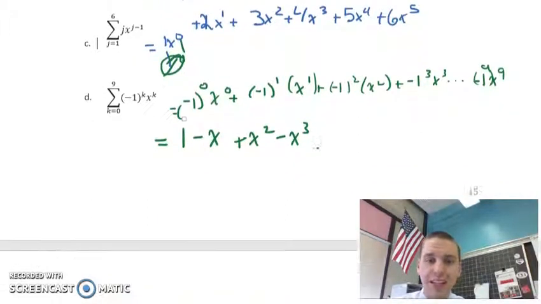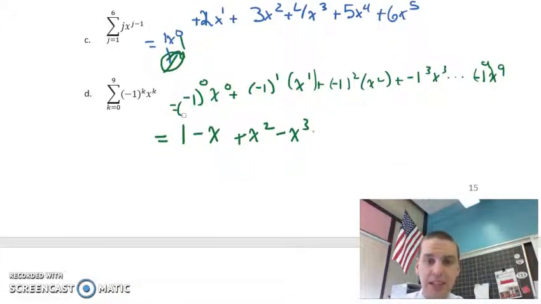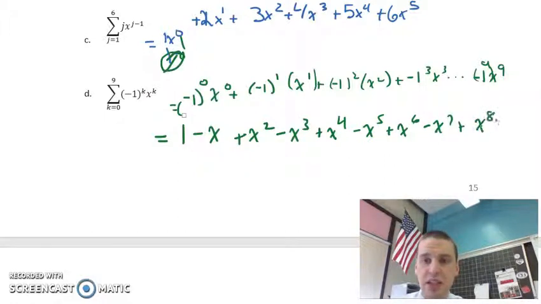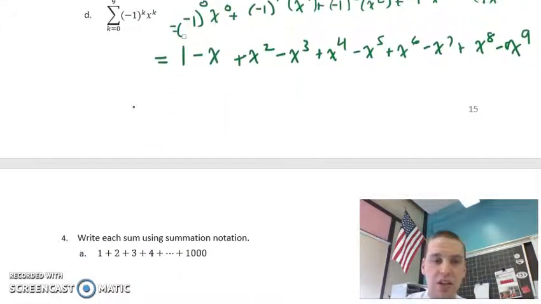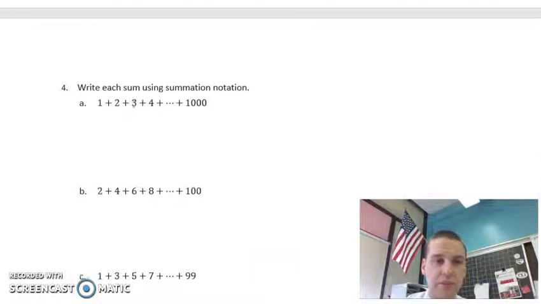So what we're going to get here is 1 minus x plus x squared minus x cubed plus x to the 4th minus x to the 5th plus x to the 6th minus x to the 7th plus x to the 8th minus x to the 9th. So just realize that that negative 1 just alternates between negative 1 and positive 1. You saw that in the geometric sequence notes and homework.